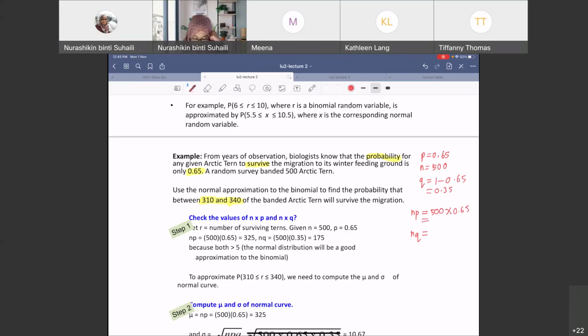So if we find the values, np is 325, which is greater than 5. So it means it satisfies the first requirement. The second one, nq, 500 times 0.35, gives the value 175, which is also greater than 5. So it means that it satisfies the requirement. We can use the normal approximation to the binomial.